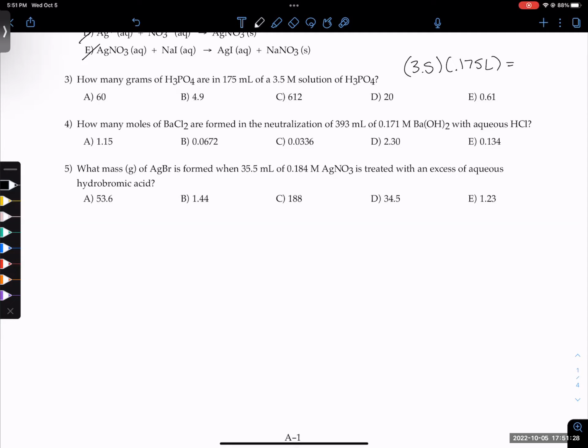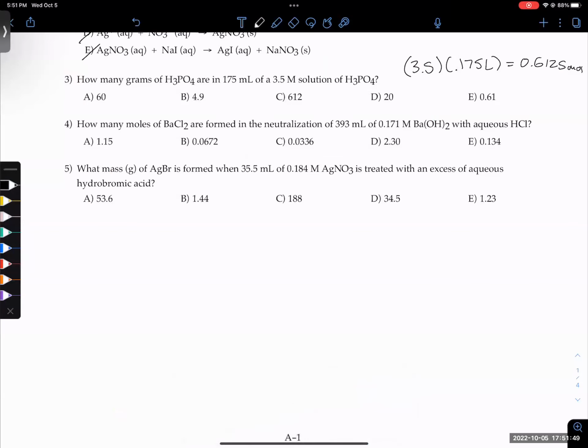I got 0.6125. I'm sorry, 0.175, equal, yeah, so 0.6125 moles. And then from there, I'm going to find the molar mass. So we know phosphorus is what? 30.97. 30.97 plus 64 plus 3. 97.97. I'm going to multiply that by the moles, right?